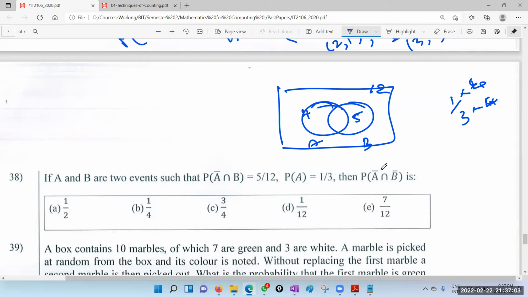What we need is the probability of not A and not B. Not A and not B means outside. So yeah, not A and not B, outside.